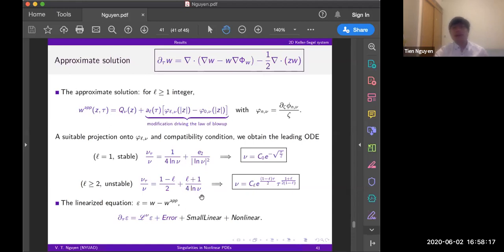So the next step, how can we control the remainder? When we have a good approximate solution, a good candidate for the profile, how can we control the remainder? The equation satisfied by the remainder is given by this one. So here we have some small linear term and nonlinear term, but because the remainder is close to 0, that small linear term and nonlinear term can be negligible. So this means that the linear part plays an important role to control the remainder.